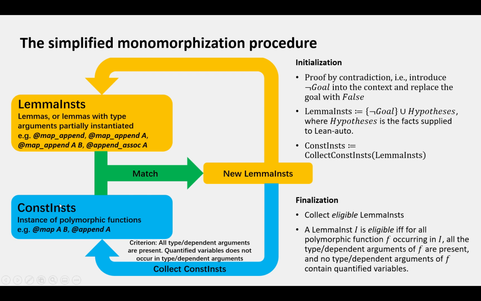And const insts consists of instances of polymorphic functions, like map AB and append A. We want to collect const insts from lemma insts. To qualify for const insts, all the type or dependent arguments of the polymorphic function must be present, and quantified variables must not occur in the type or dependent arguments of the function.